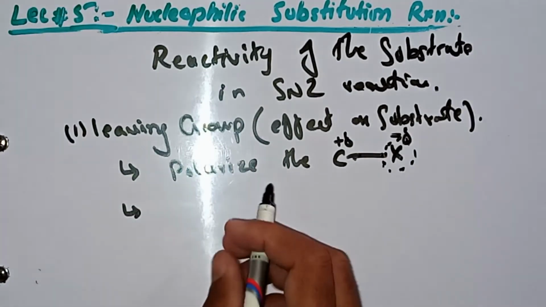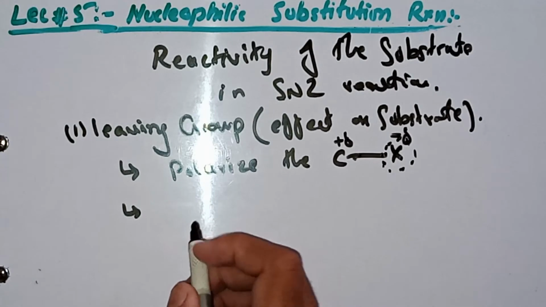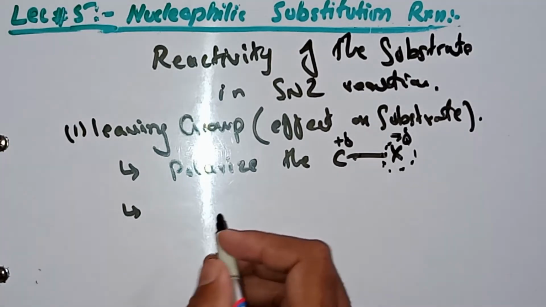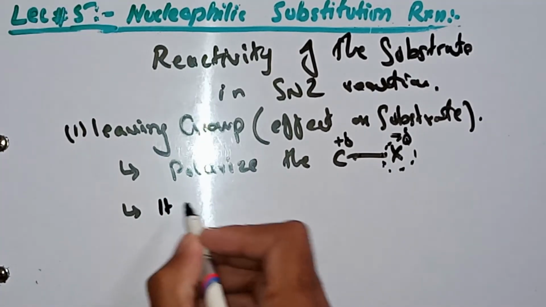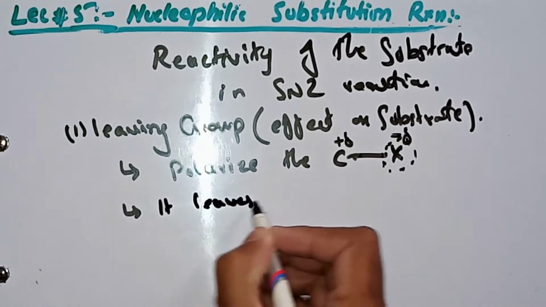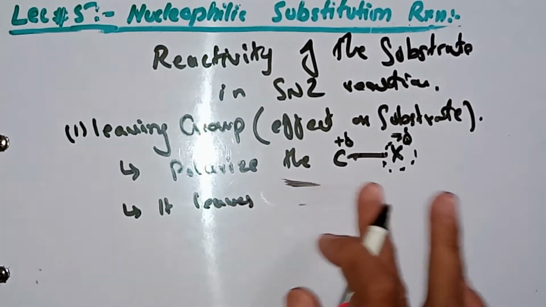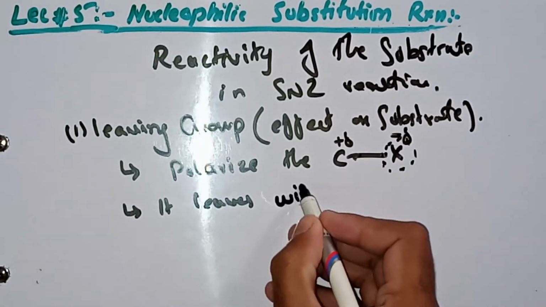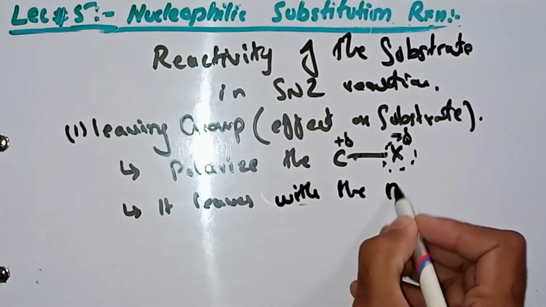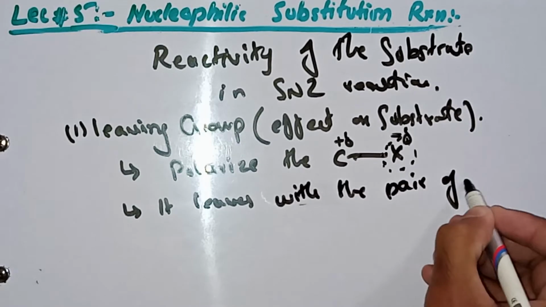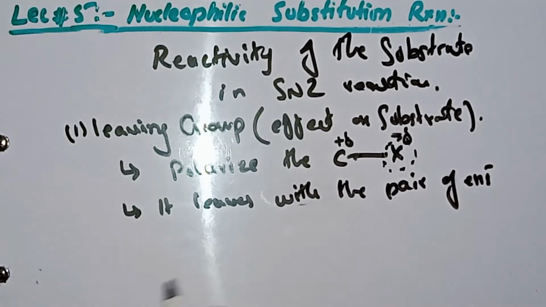The second purpose of the leaving group is that it leaves with the pair of electrons that once bonded it to the electrophilic carbon atom.